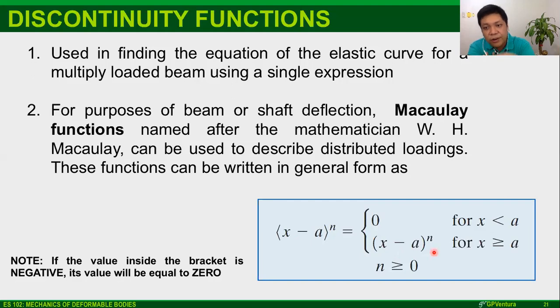X minus a raised to n. Example, if x minus a is 5 raised to n, which is 2, for example, 5 squared, that's 25. Is that clear? So that is the takeaway from this slide. If the value inside the bracket is negative, automatically this entire thing is equal to 0.